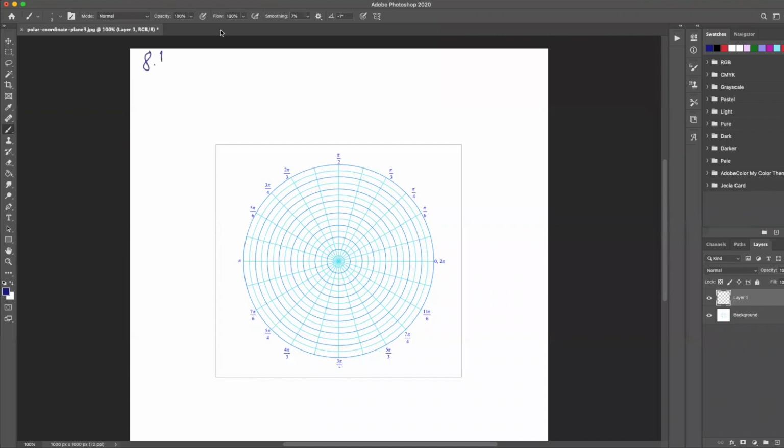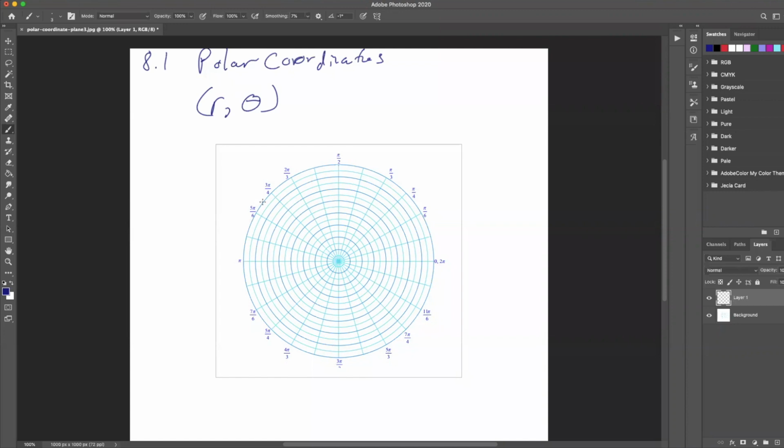All right, 8.1. So here we're going to talk about polar graphs real quick. I'm just going to briefly do a quick overview of polar coordinates. Polar coordinates come in the form of r and theta, where r is your distance from the origin and theta is your angle. Here we're going to be doing everything in radians, at least as I have it drawn here.